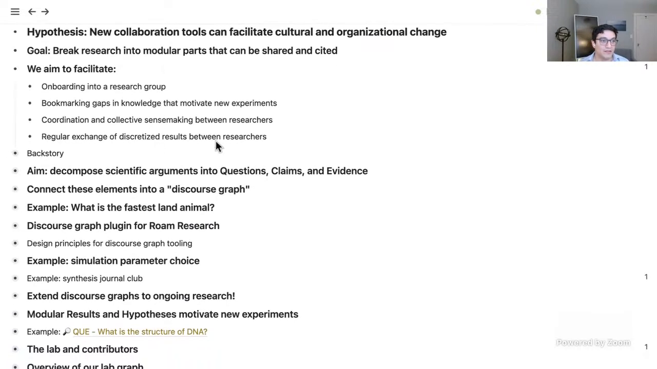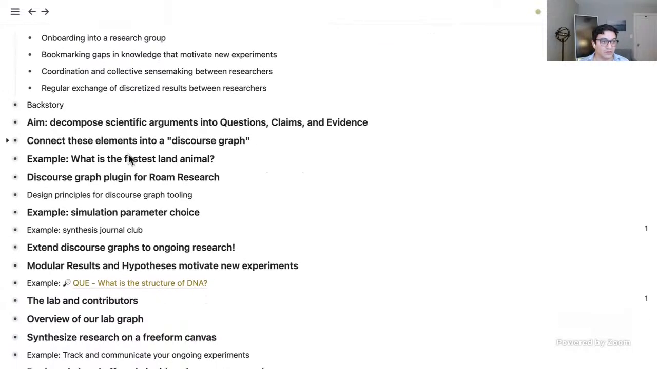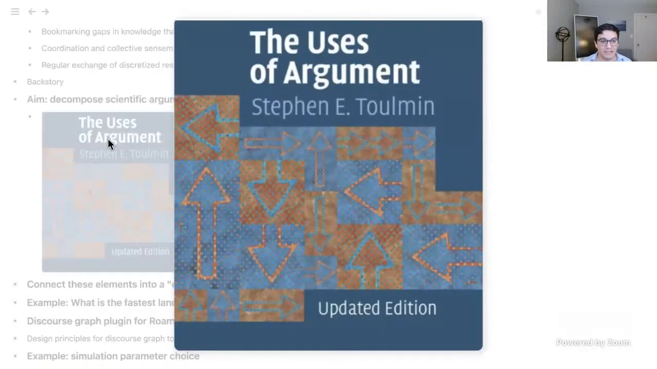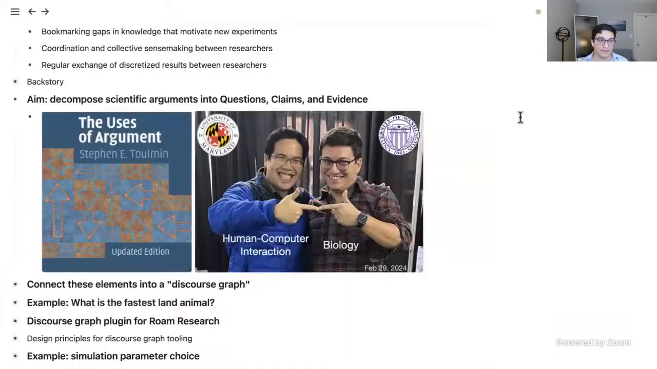And so the way that we facilitate these four elements is to decompose scientific arguments into its atomic elements, which are questions, claims, and evidence. So this approach for scientific argumentation comes from a science philosopher, Stephen Toulmin, whose main thesis is that science, rather than being organized as a series of monolithic truths, instead is a series of claims that are backed by more or less evidence, such that the textbooks have the best claims, but then over time, more evidence arises, and then those claims get updated, and the textbook gets updated.